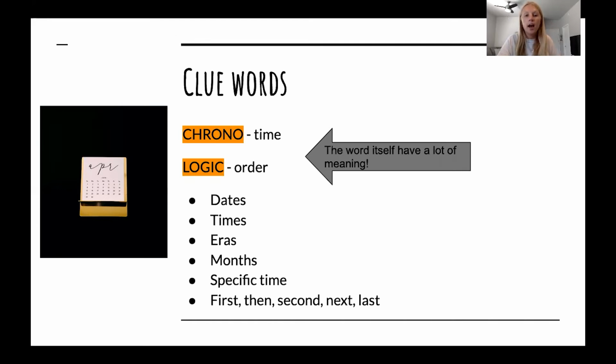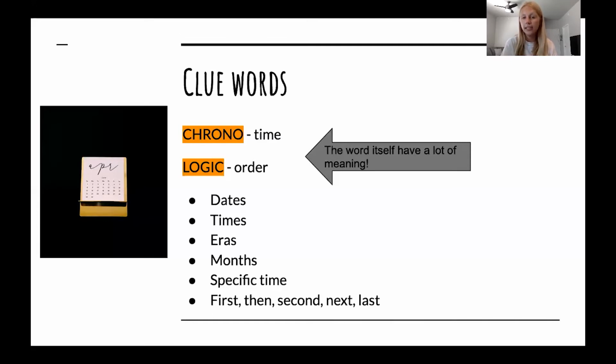Some clue words are dates. So if you see dates present in a text, times, eras, months, specific time, and first, then, second, next, and last. All of these words and all of these different phrases can be found in a text which is in chronological order. So it's really important that we keep our eyes peeled for these words when we're reading text, when we're looking for chronological order.